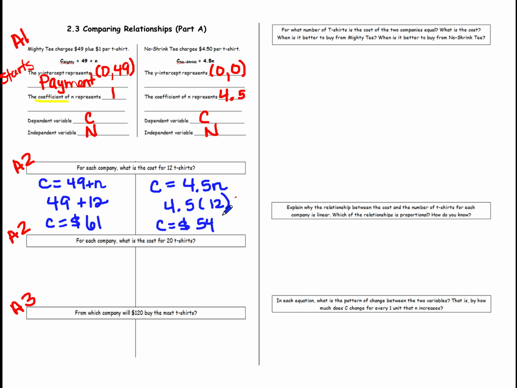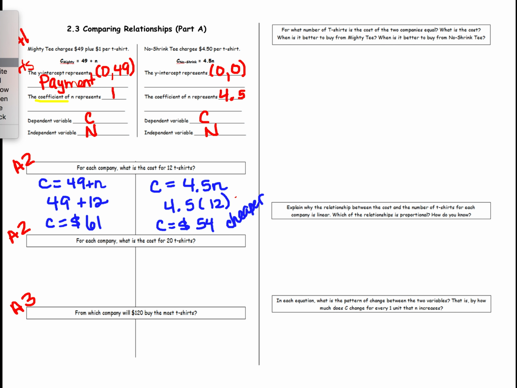So this shows you if you only needed 12 shirts, obviously this is your cheaper company. That's the company you want to go with because it's only going to cost you $54. So you're saving a few dollars with going with this company, and that's because Mighty T has that $49 fee. Well, if you remember from Emil and Henry, at some point one of these companies is going to escalate a lot higher. It's going to have a much steeper line when we graph it. So let's see if I upped the ante and made it 20 t-shirts. Would No Shrink still be cheaper than Mighty T? Let's check it out.